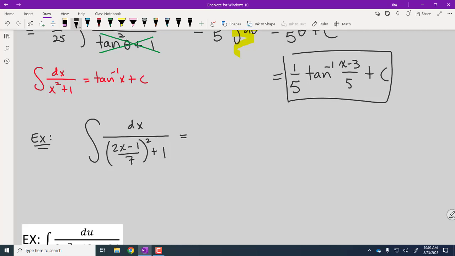This is arctangent of whatever is in the parentheses here, so 2x minus 1 over 7. But then what is the RCR part? What would we do for RCR? Multiply by 7/2. We look in here. The derivative is 2/7, so you divide by 2/7, which means multiply by 7/2.